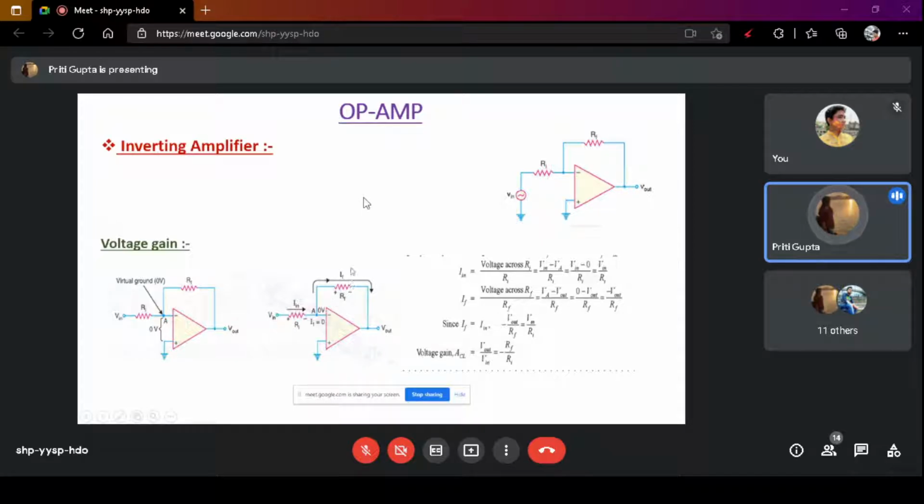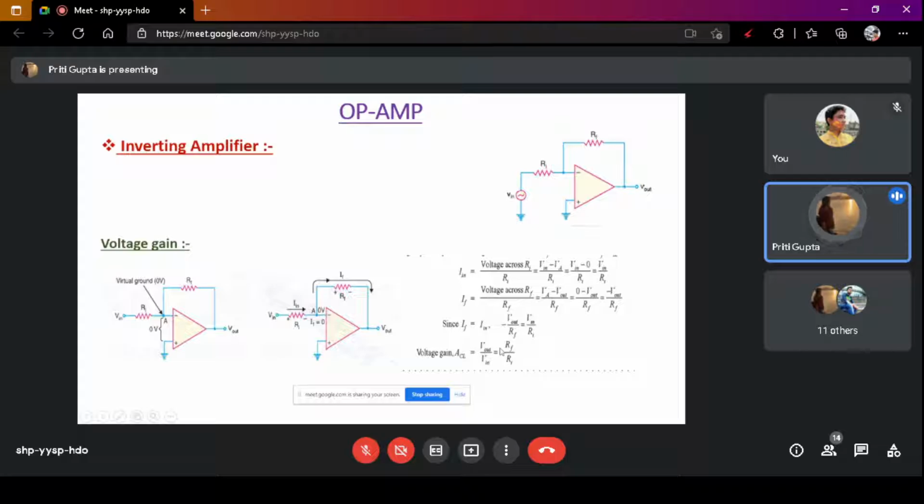Now IF equals VA minus V output divided by RF. Substituting 0 in place of VA, we get minus of V output by RF. Since IIN equals IF, this input current and feedback current are the same because there is no other branch. Consider this one a node. This current is coming and it is passing through this. So we get V output by V input equals minus of RF by RI.